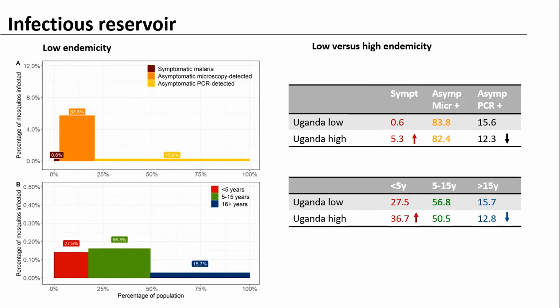Now, on the left, we're comparing what we saw in the low transmission area and the high transmission area. In the high transmission area, the contribution of the symptomatic infections increased from 0.6 to 5.3%. And also the contribution of children under 5 increased in the high transmission area, which was the border between Teso and Busia, from 27 to 36.7%. That's a significant thing we see there.